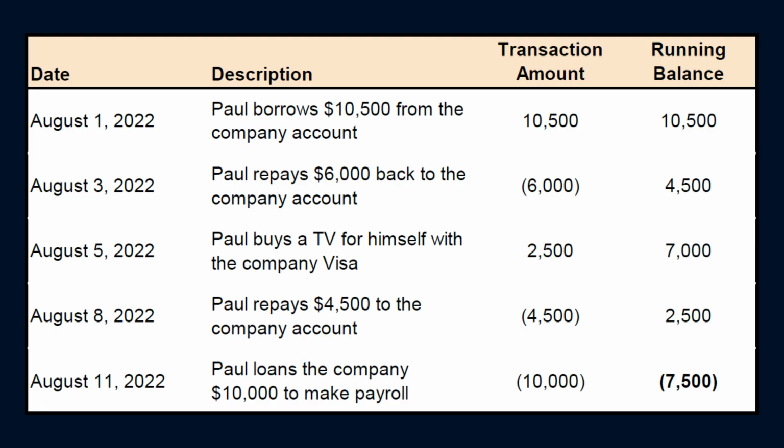On the flip side, you could have a credit balance in your shareholder loan account. If you deposit more money than you borrow, the balance changes so that the company actually owes you money. This is typically called a shareholder loan credit balance or due to shareholder. An example of a shareholder loan account ledger showing a credit balance could look like this. The negative $7,500 balance on August 11th shows that the company now owes Paul $7,500. This is the shareholder loan credit balance.